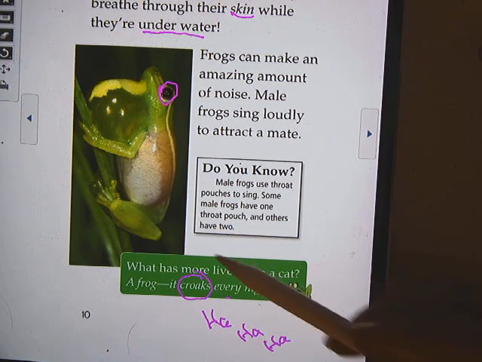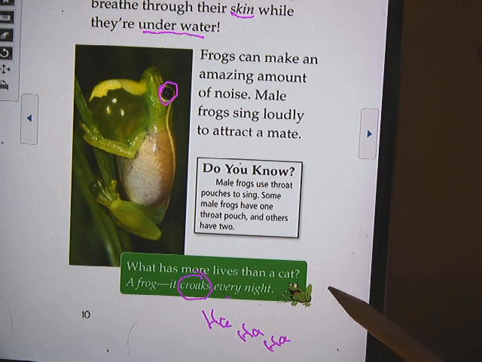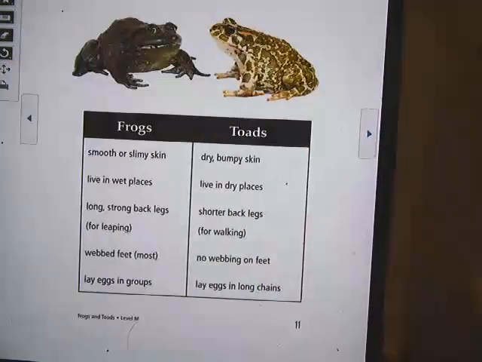All right. Remember, the word croaks is just the sound that they make. That word croaks is an onomatopoeia, words that sound like their meanings. Let's get everybody to say onomatopoeia. All right, we learned about that earlier this year.